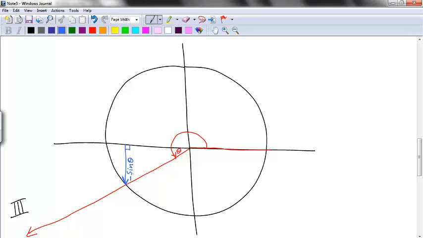Cosine is adjacent. Miss Elliott. Yes. Do you have any for lunch? Nope. Thank you.